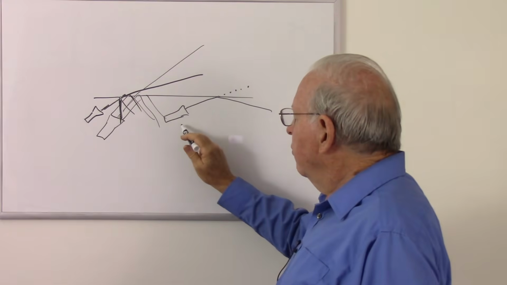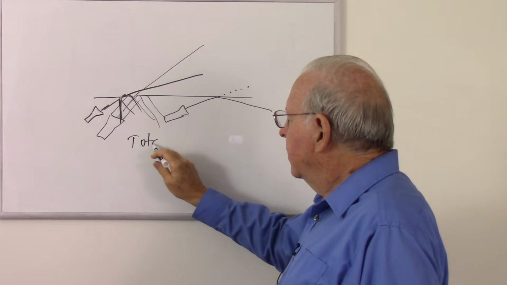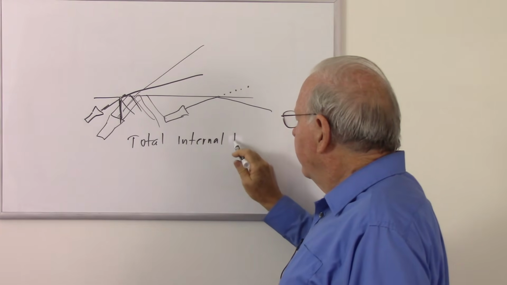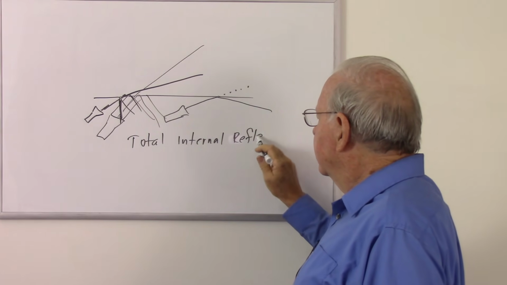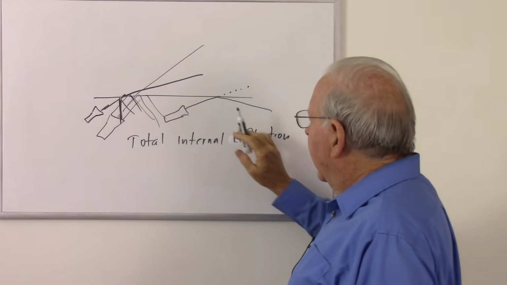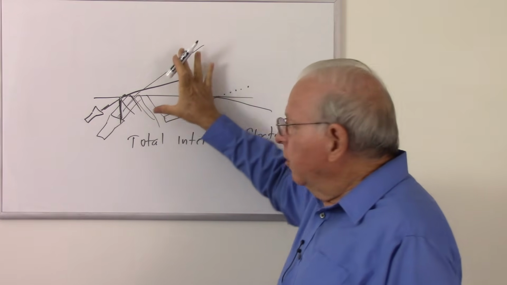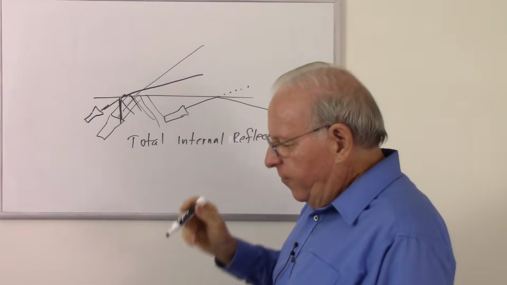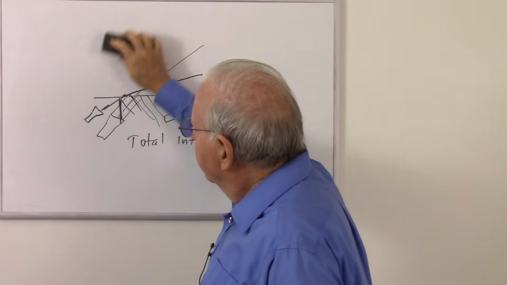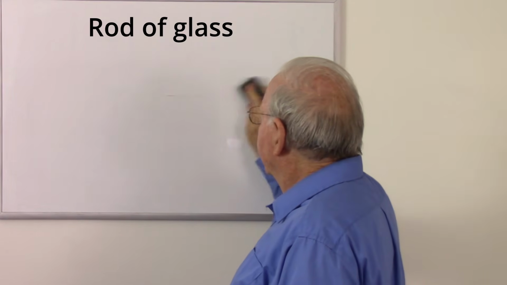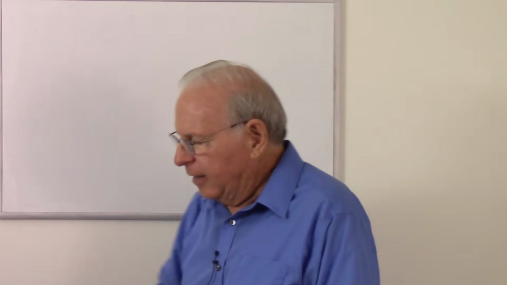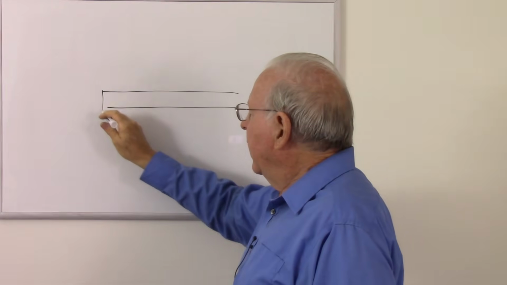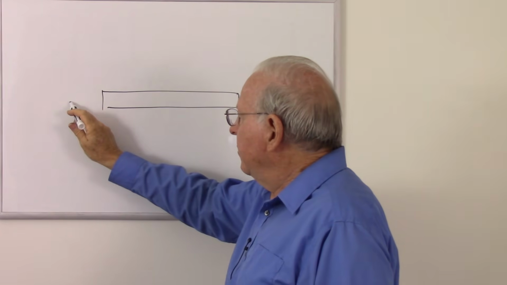So that is what's called total internal reflection. And it happens when we reach a certain critical angle, which depends on the materials involved. So if we can make a tube of glass such as this, there's the ends, and I shine a light beam in there.